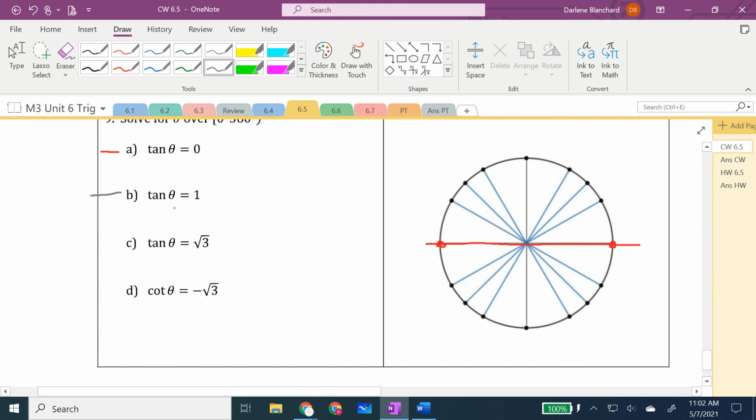For letter B, tangent being equal to 1 means I'm going to draw a line with a slope of 1 that goes through the origin. That's going to be my 45-degree angle. And this angle, that is 180 plus 45 degrees, 225 degrees.